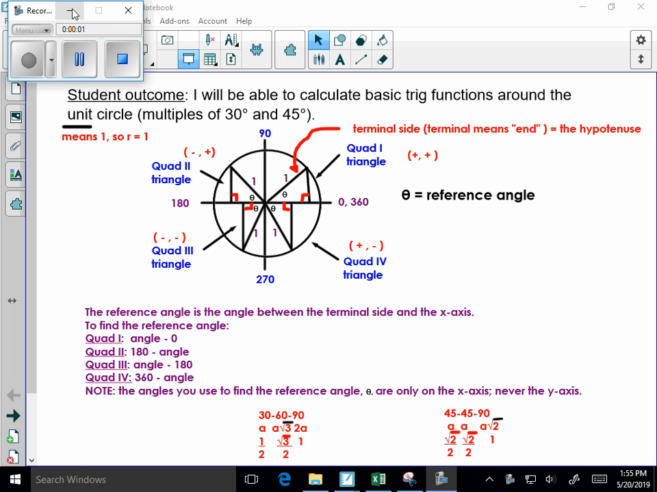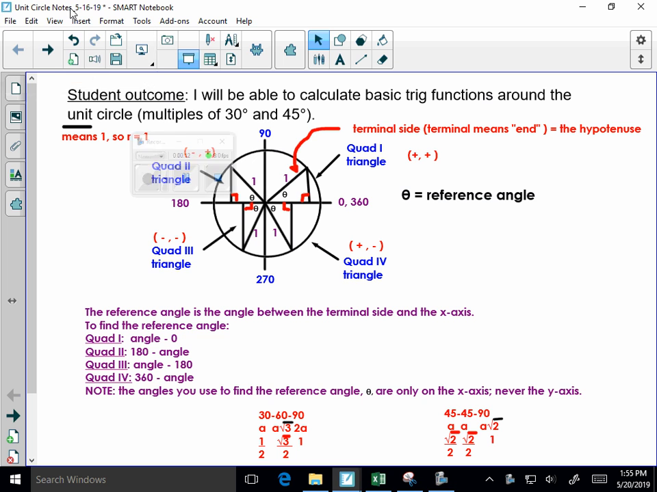Okay, students, today we're going to work on the unit circle. This is an expansion onto our 30, 60, 90 degree triangles and 45, 45, 90 degree triangles that we worked on at the end of last semester. But now we're applying it to a circle.